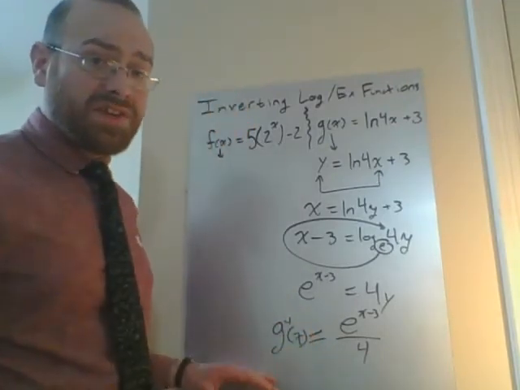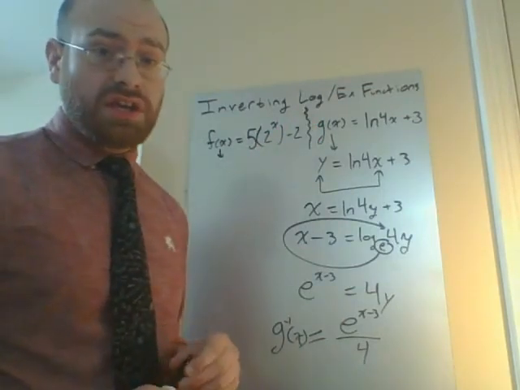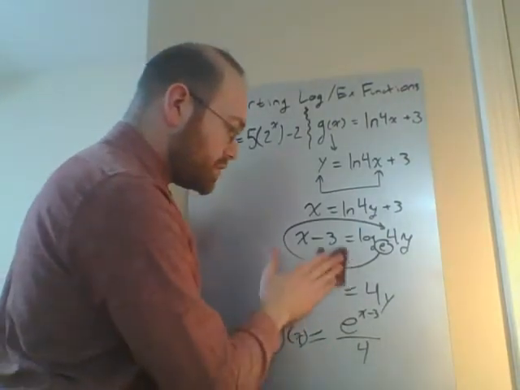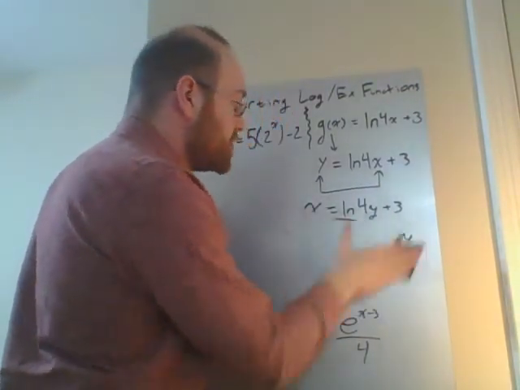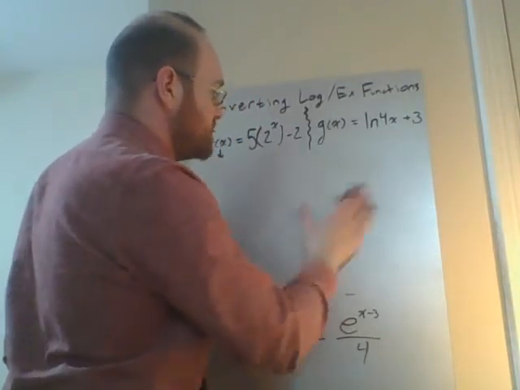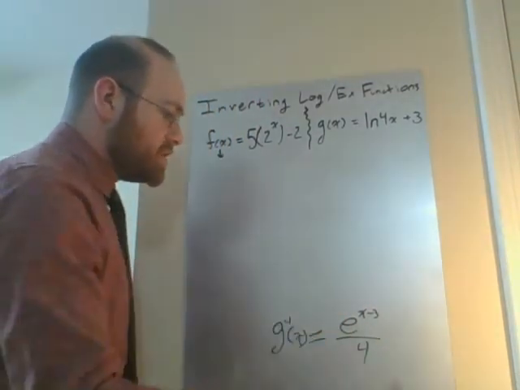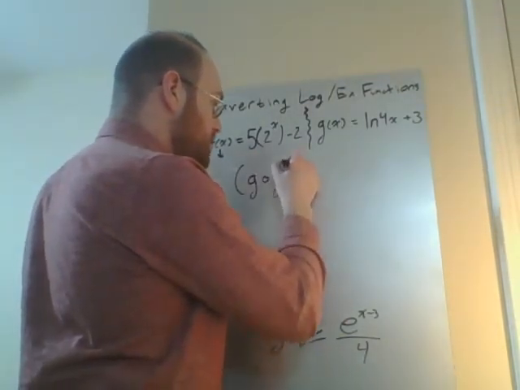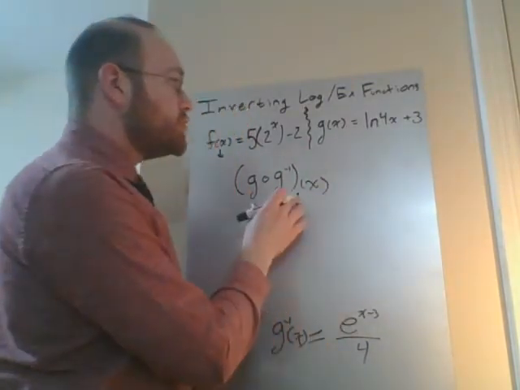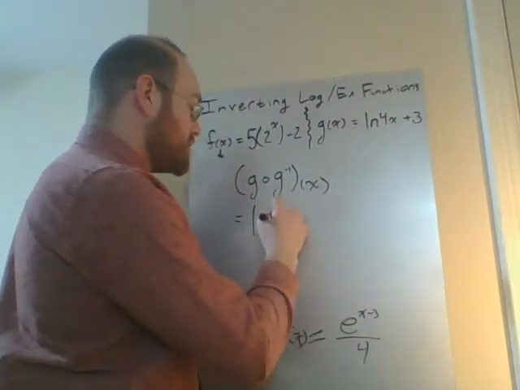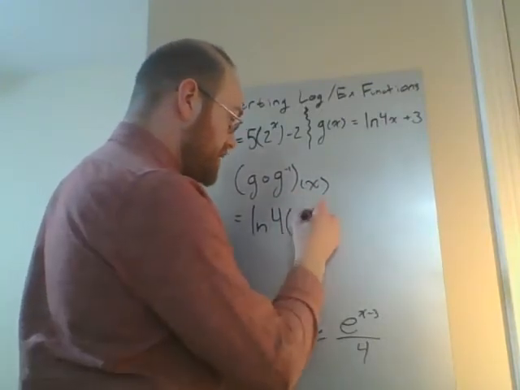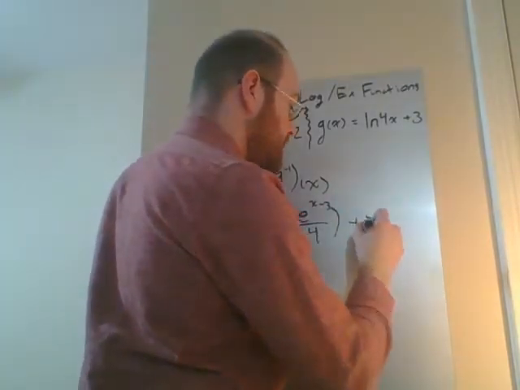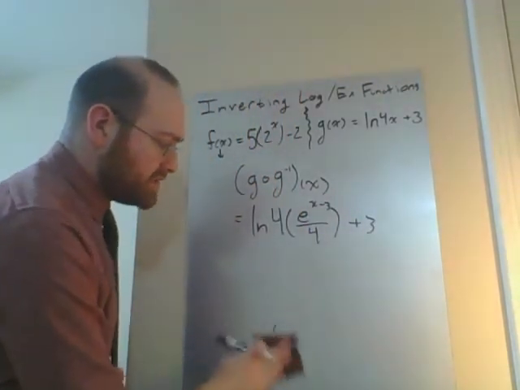Notice that we're not calling it f inverse because our function started as g, and so we want to keep those names consistent. So let me erase our work for a moment so that we can show how we would verify this in the opposite direction. So I'm going to plug, same as before, our inverse into our original function. So we have the natural log of 4 times e to the power of x minus 3 over 4 plus 3.